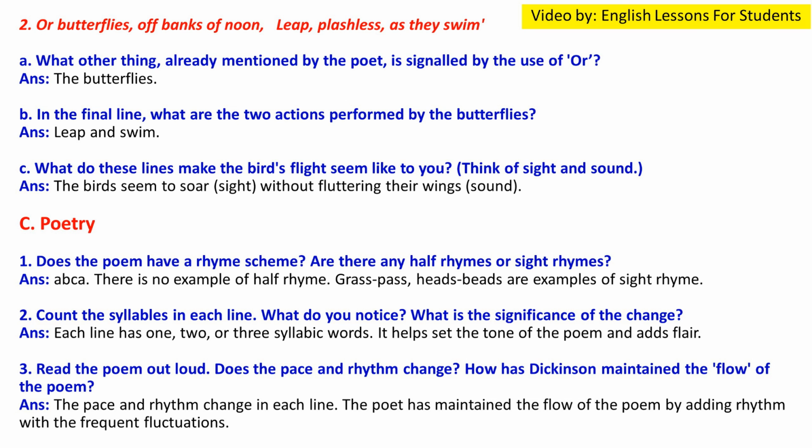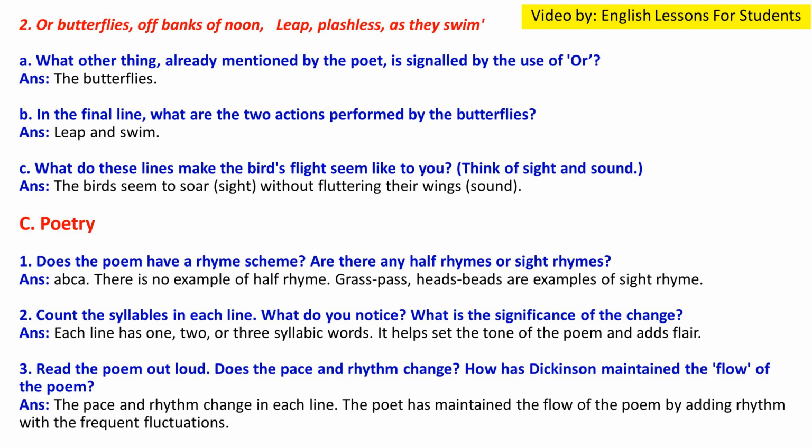B. In the final line, what are the two actions performed by the butterflies? Answer. Leap and swim. C. What do these lines make the bird's flight seem like to you? Think of sight and sound. Answer. The bird seems to soar. Sight: without fluttering their wings.